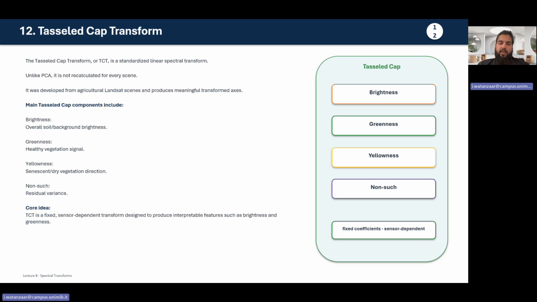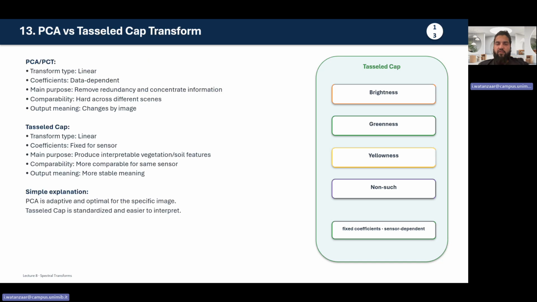As we have seen in the previous slide, brightness represents the overall soil or background features. Greenness is exactly healthy vegetation, and yellowness is used for the dry vegetation direction, like when the vegetation is dry. And there is the non-such case, which is residual variance. So these are fixed, and it is easier to interpret. But the interpretation in PCA is adaptive, optimal for the specific images. So that's a little bit different.